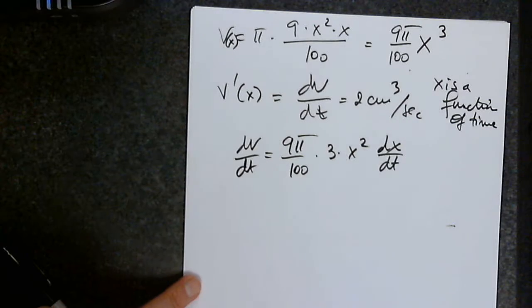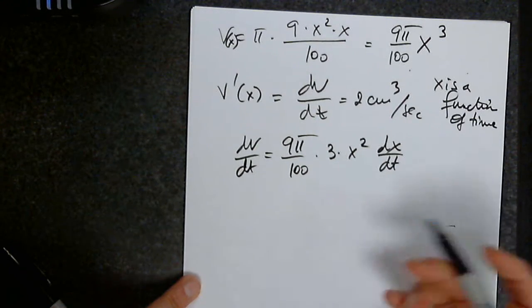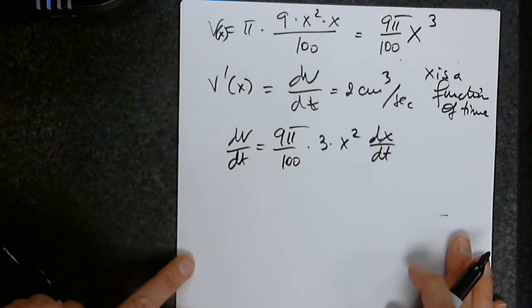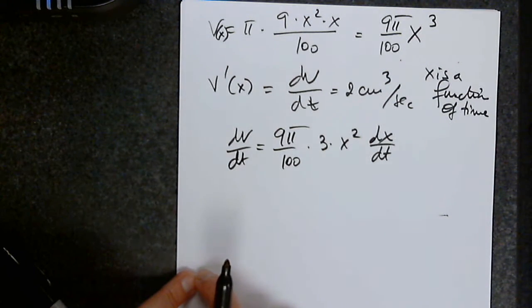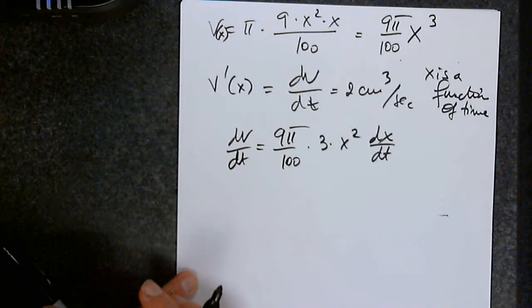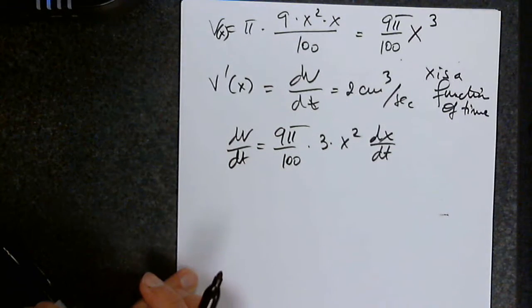I don't understand that. I know you differentiated it, but why didn't you differentiate 9 pi over 100? Can anyone tell us how much 9 pi prime is? This was 0, right?